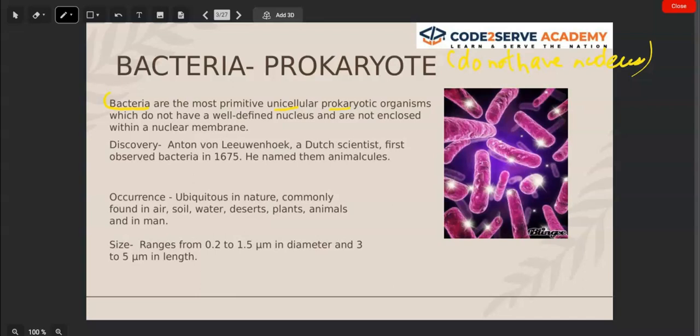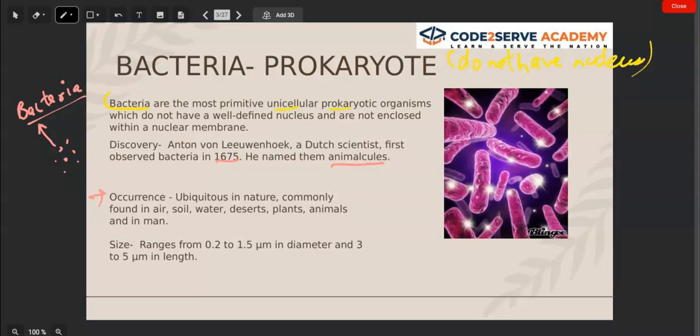Now, it was discovered by Anton von Leeuwenhoek, who was a Dutch scientist. He was just taking a sample of lake water. Inside that lake water, he saw there were many small cells, and he named these small cells as bacteria. So, in the lake water sample, he basically saw the bacteria in 1675. At the very first, he named them as animalcules, but after that they were named as bacteria.